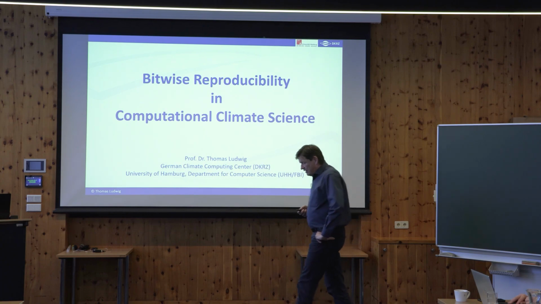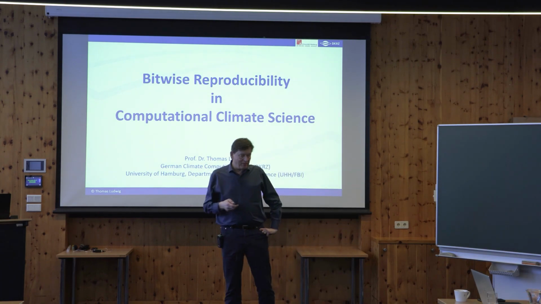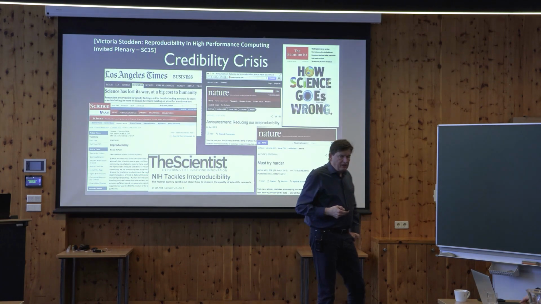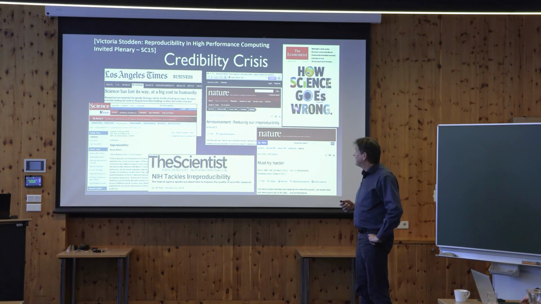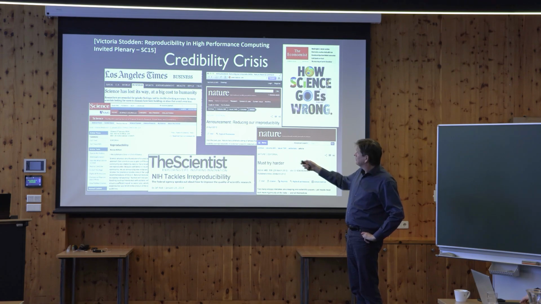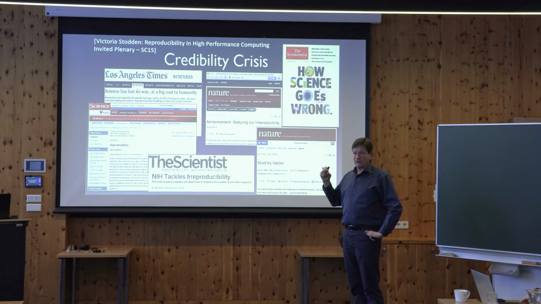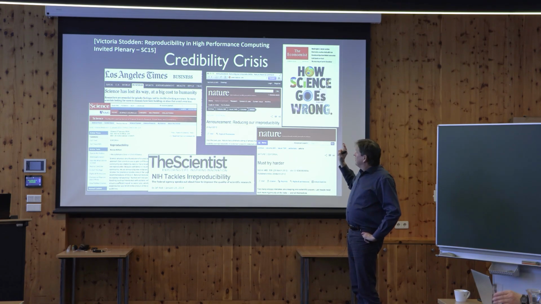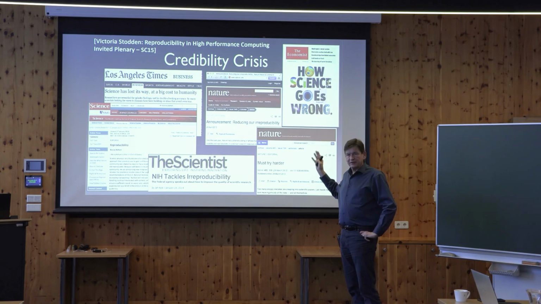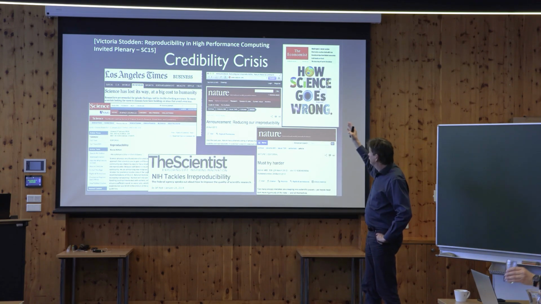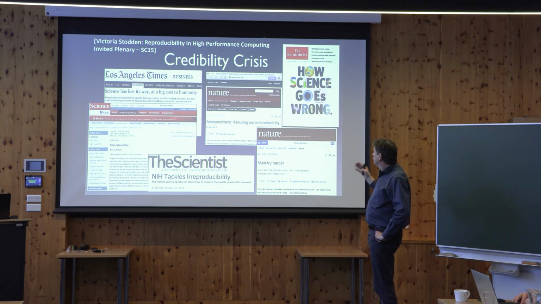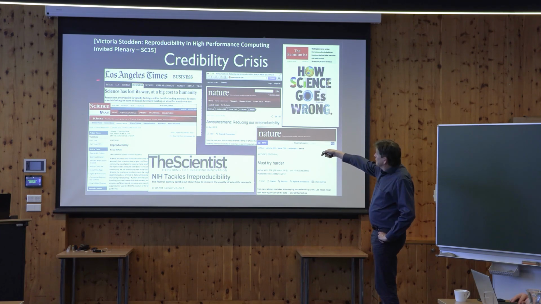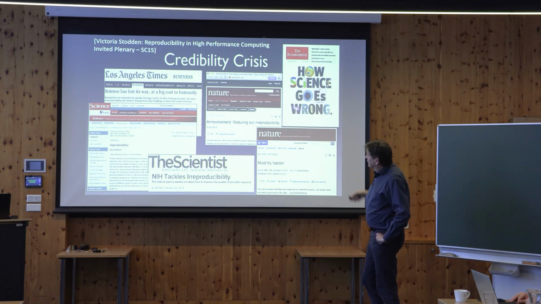And it again came up, and this is what the talk will be about, in 2015 when I was at the supercomputing conference, and they had an invited talk by Victoria Stodden, who at the time gave a first plenary talk on reproducibility issues and termed that a credibility crisis, because there were lots of publications in newspapers and journals about that, in particular in Nature and also in other publications like the Los Angeles Times.